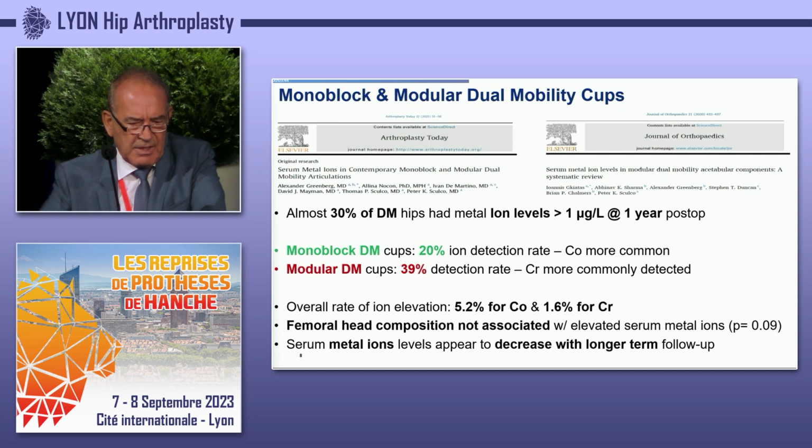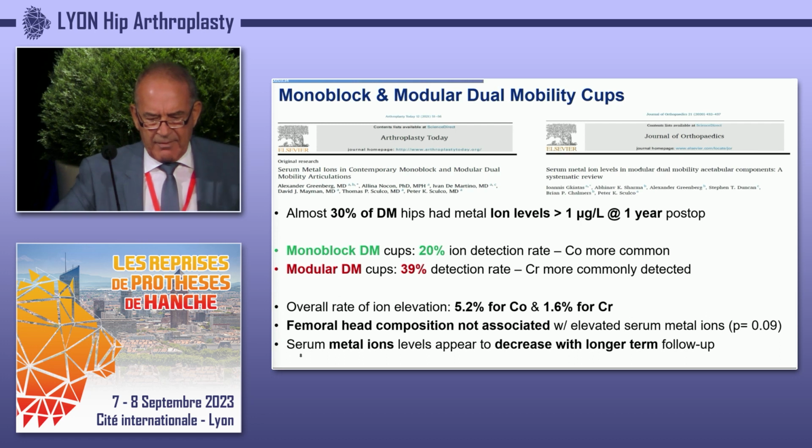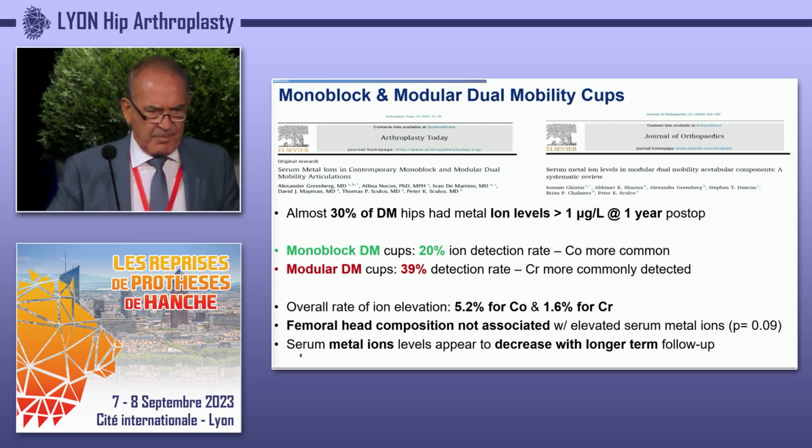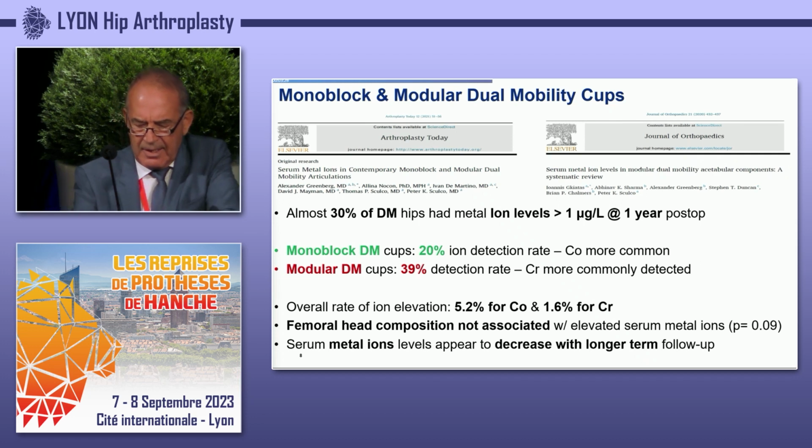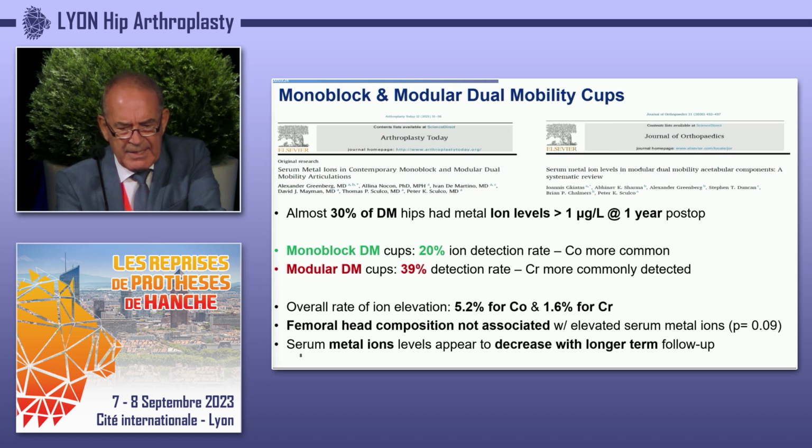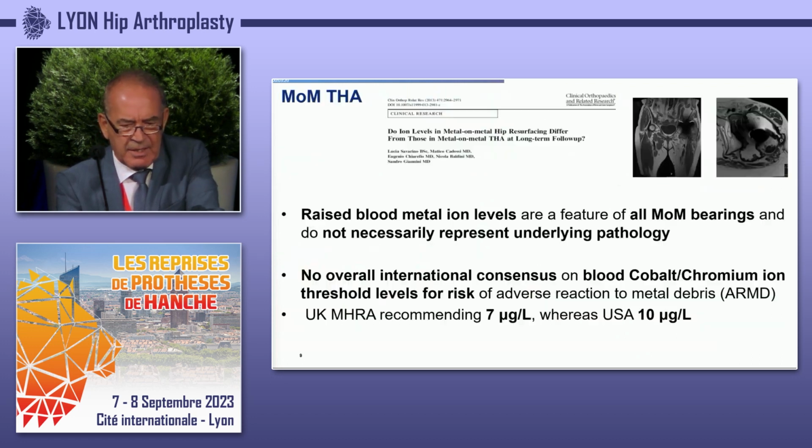So the overall rate of ion elevation is 5.2 for chromium, for cobalt, and 1.6 for chromium. The femoral head doesn't seem to have any association, the composition of the femoral head, with elevated iron in the serum. And of course, as we follow up the patients, the ions decrease.